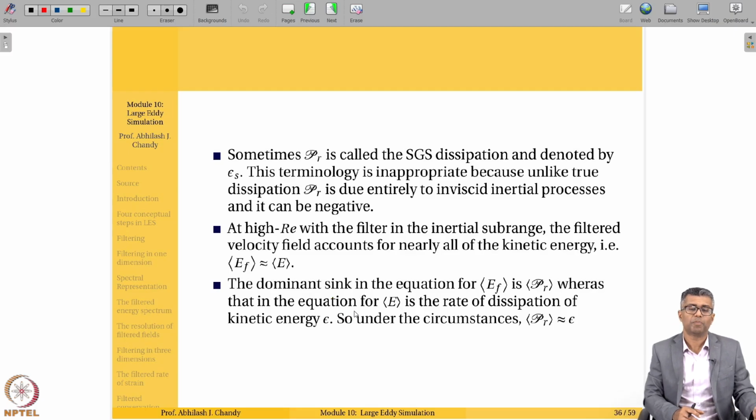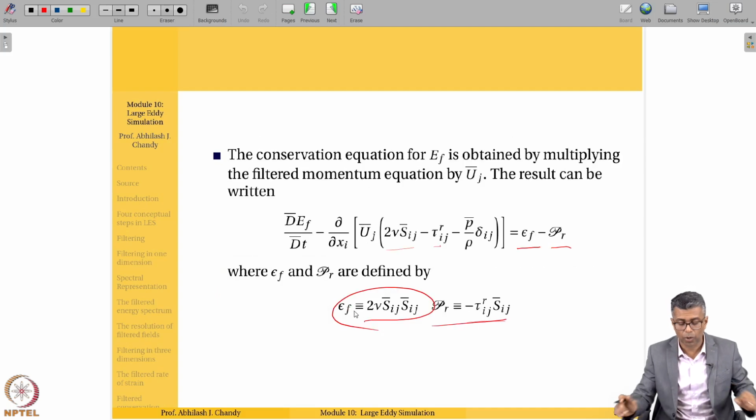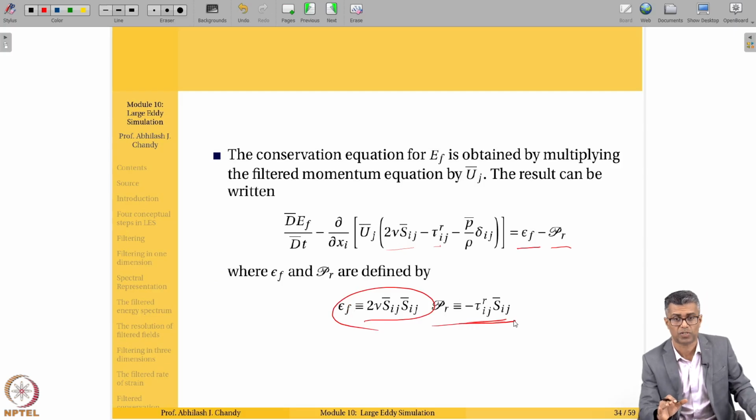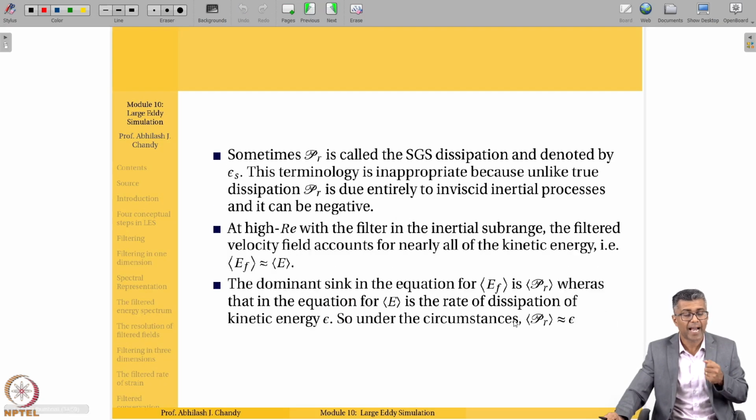But that terminology is inappropriate because unlike true dissipation, PR is entirely due to inviscid inertial processes, isn't it? And it can be negative. Look at this term. It is due to inviscid inertial processes, it has nothing to do with viscosity. So calling it a dissipation, a subgrid scale dissipation, is technically not correct. It is a sink term, yes, but it is entirely due to inviscid processes.